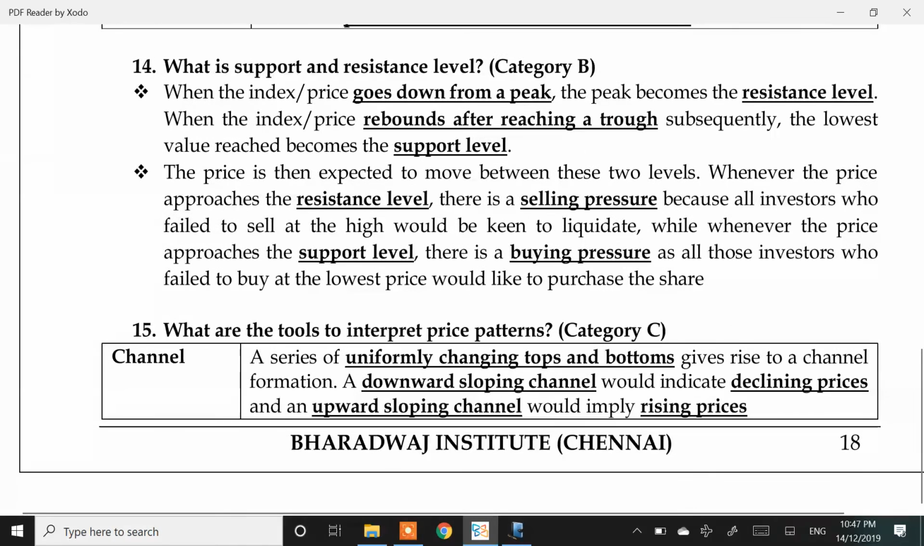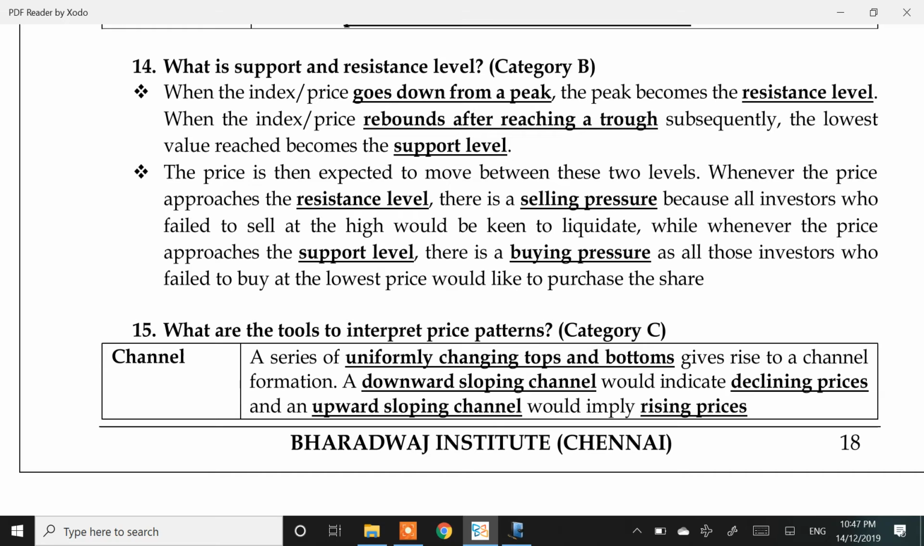Now, what are the tools to interpret price patterns? I'm not explaining much on this. There are certain tools which are given in your material. You can look at the chart if required and go through the explanation, but I'm not explaining in detail because this is something where you need a detailed understanding of technical analysis.